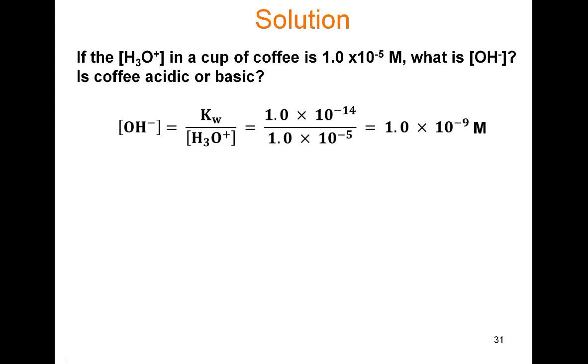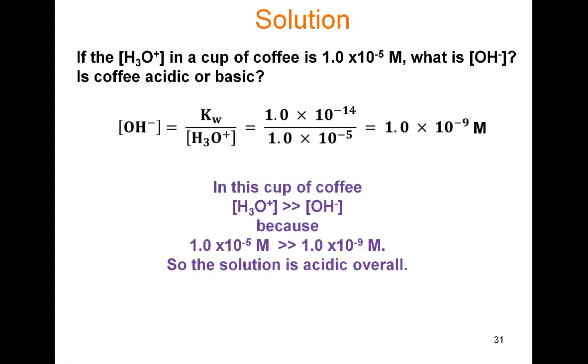Now, is this acidic or basic? If you look at the concentration of OH minus, it's 1 times 10 to the negative 9, and the H3O plus, it's 1 times 10 to the negative 5. 10 to the negative 5 is a larger value than 10 to the negative 9, because 10 to the negative 9 means you divide 9 times by 10. 10 to the negative 5 means you divide 1 by 10, 5 times. So that's a larger value than 10 to the negative 9.